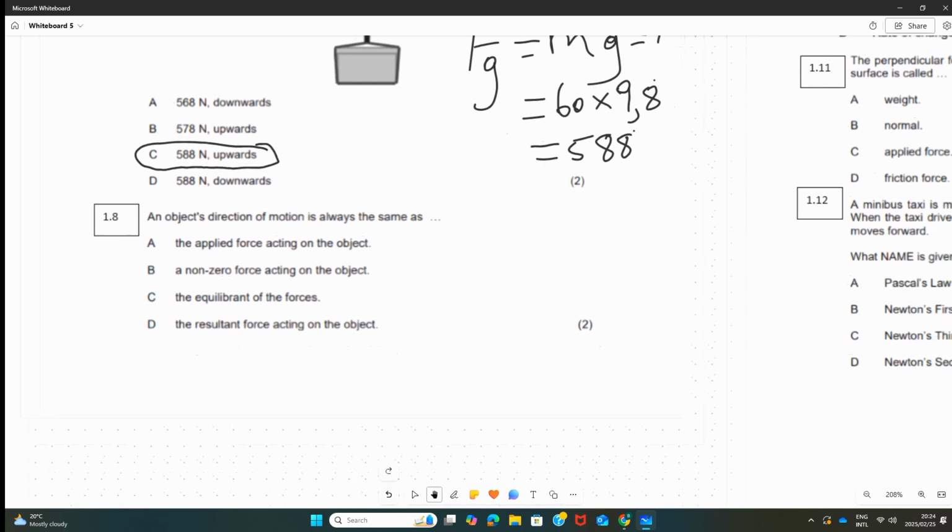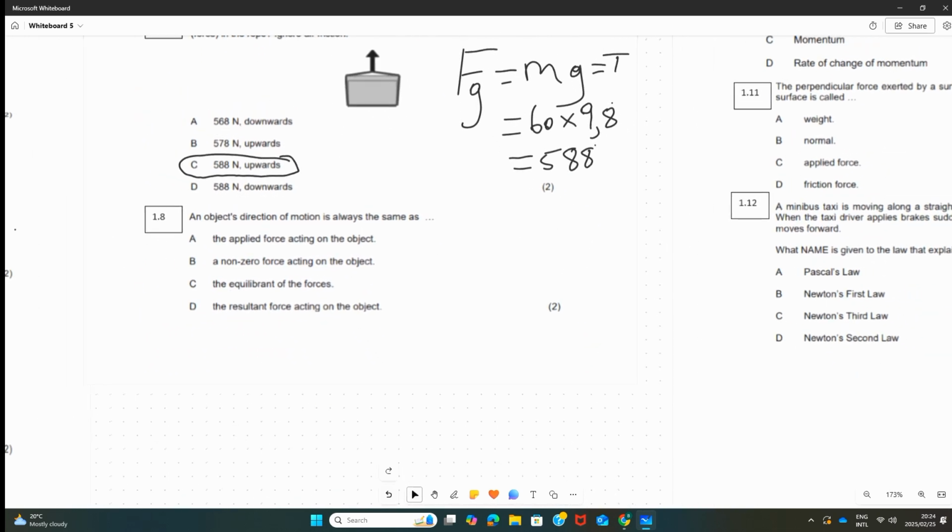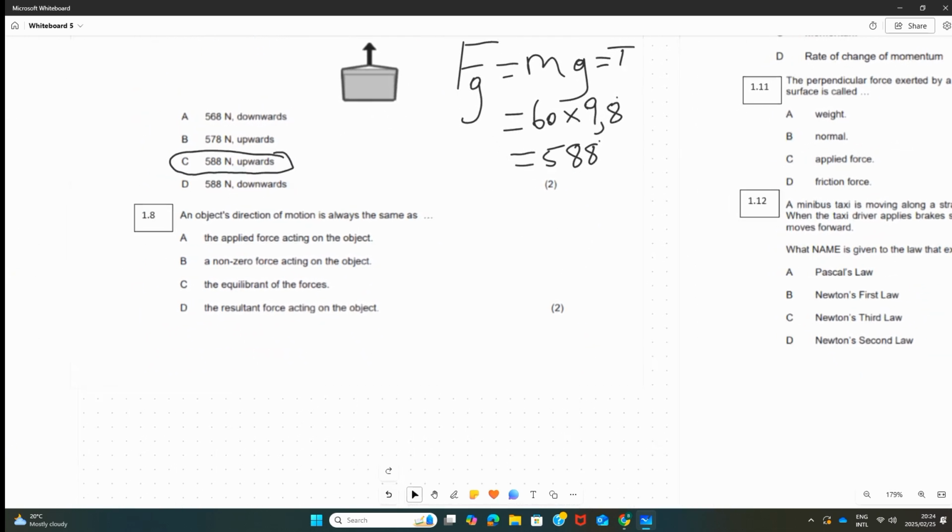Our last question is 1.8. An object's direction of motion is always the same as, this is addressed by Newton 2. Newton 2 states that when a net force acts on object m, it causes object m to accelerate in the direction of the net force. Hence, the object's direction of motion will be the same as the resultant force.